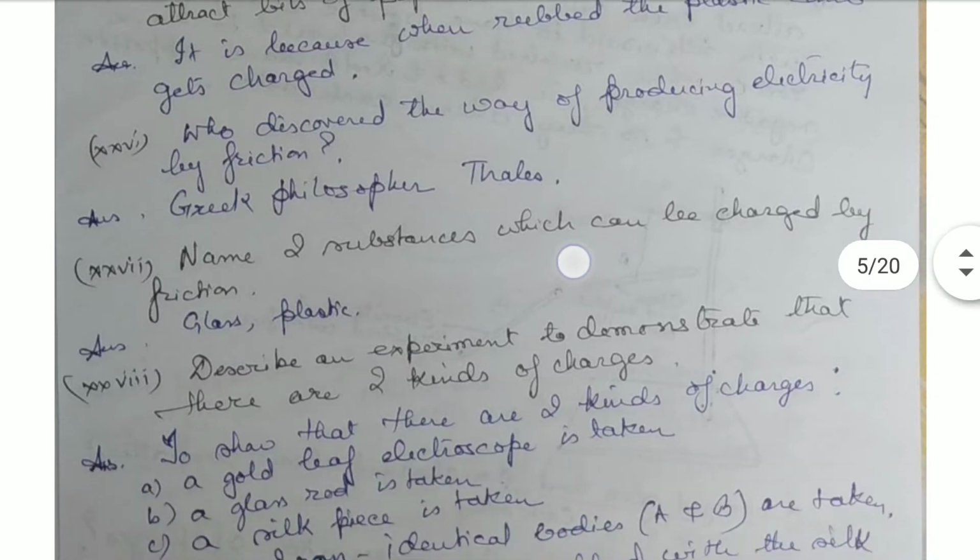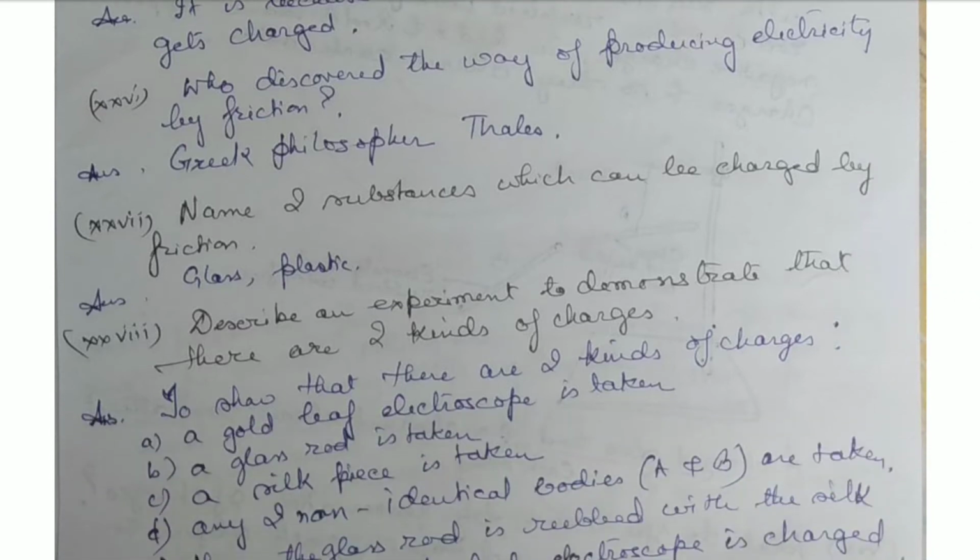Now, who discovered the way of producing electricity? It's a Greek philosopher, Thales, who discovered the way of producing electricity by friction. Now, name two substances which can be charged by friction, that is glass and plastic.